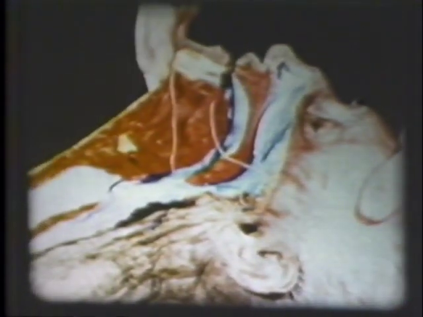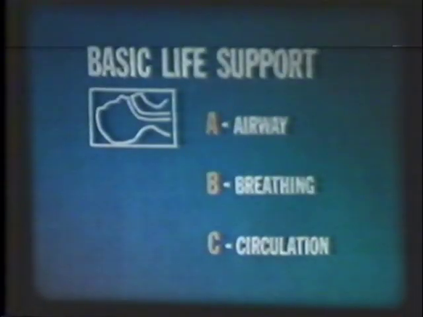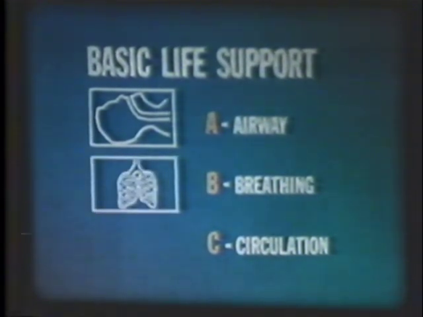The addition of chin lift may assist in further opening of the airway. If these steps do not open the airway, place your fingers behind the angles of the jaw and thrust the jaw, opening the airway. Look, listen, and feel for spontaneous breathing. If breathing is absent, begin B, breathing for the patient.